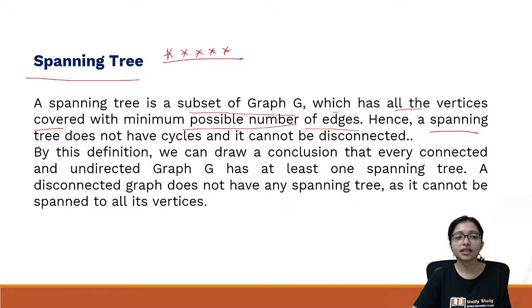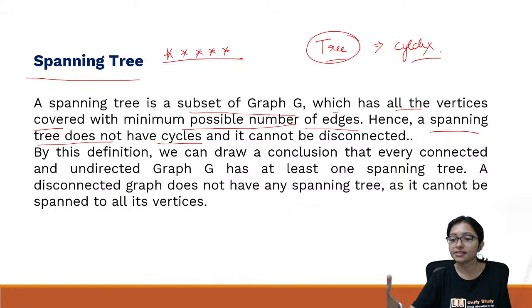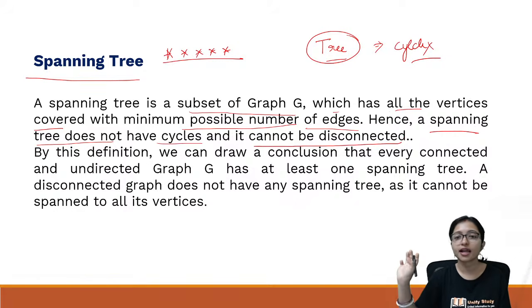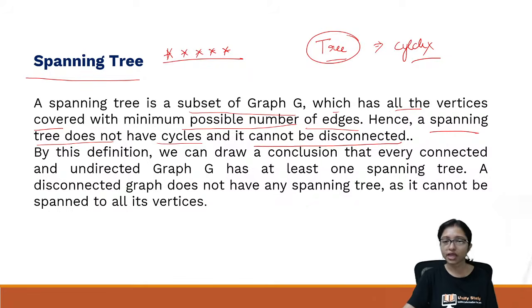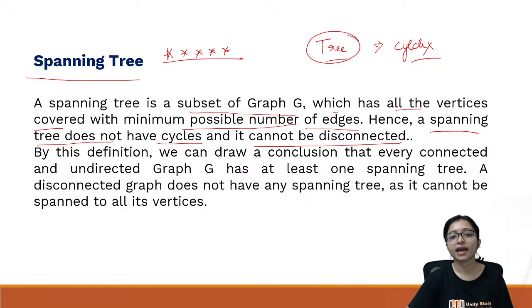Hence a spanning tree does not have a cycle. Always remember, whenever you are talking about a tree, there will be no cycle. A cycle is not possible. That is a tree. Another thing is it cannot be disconnected also. Spanning tree means it cannot be disconnected. So you have to draw a spanning tree with a minimum number of edges so that it will be connected. That is called a spanning tree.